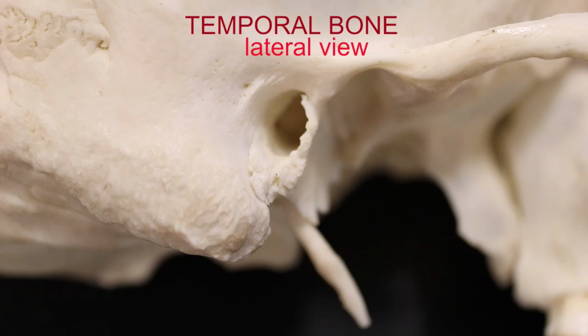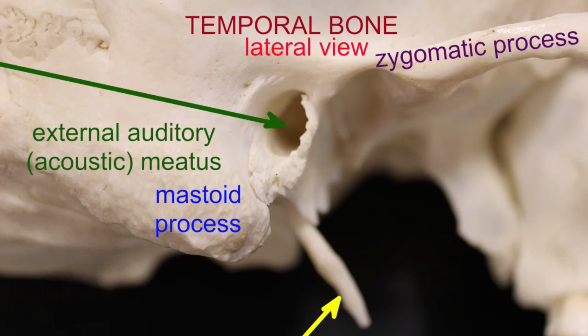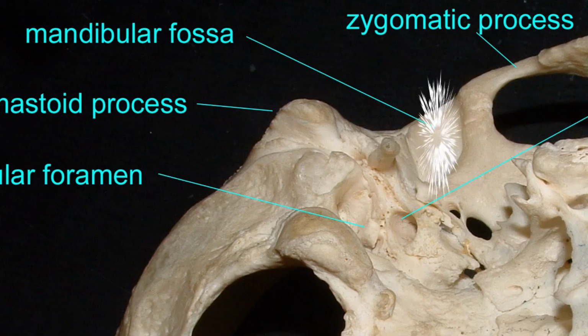Mammals, however, replaced this ancestral jaw joint with a new one between the dentary bone, here depicted in blue, and the temporal bone. So the mammalian jaw joint is a TMJ, a temporomandibular jaw joint. And the mandibular fossa of the temporal bone is where the mandible articulates to form this jaw joint.